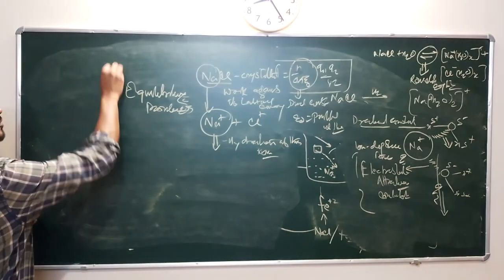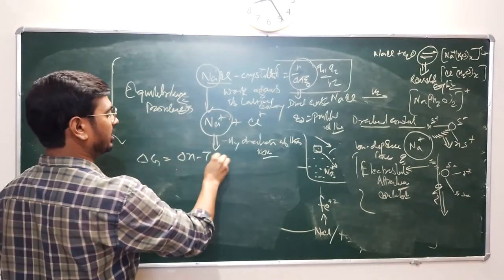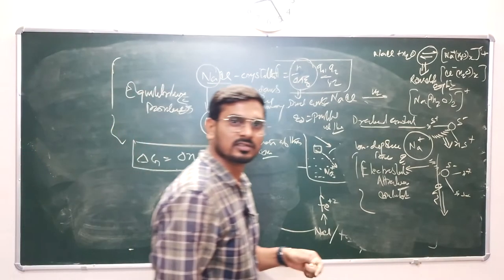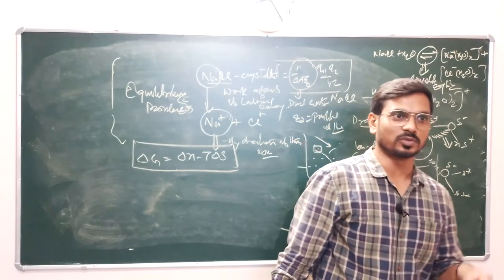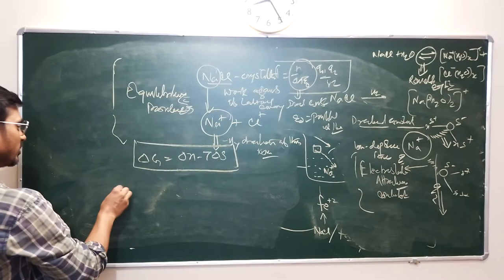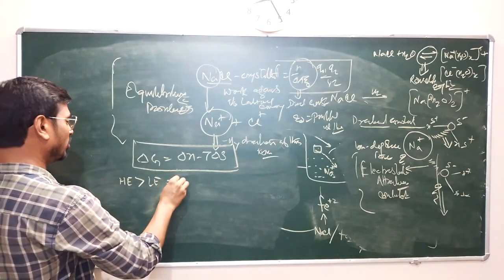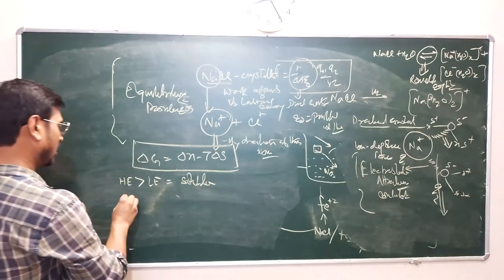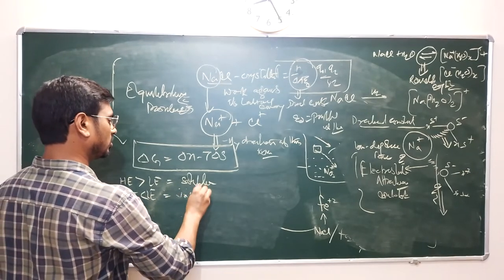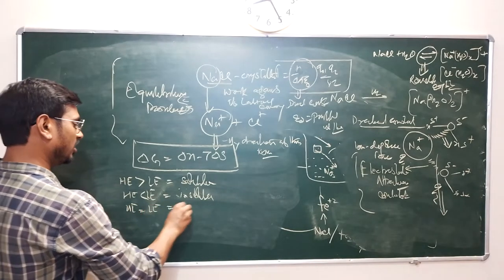So this whole process is governed by what we call T del S. This is the thermodynamic control of the dissolution process. So if any salt you are dissolving, and its hydration energy exceeds its lattice energy, it will be soluble. If its hydration energy is less than its lattice energy, it will be insoluble. If its hydration energy is equal to its lattice energy, it is sparingly soluble.